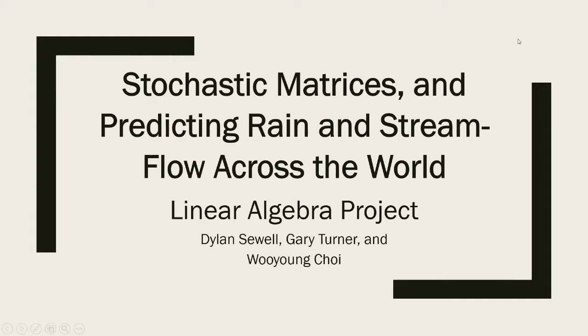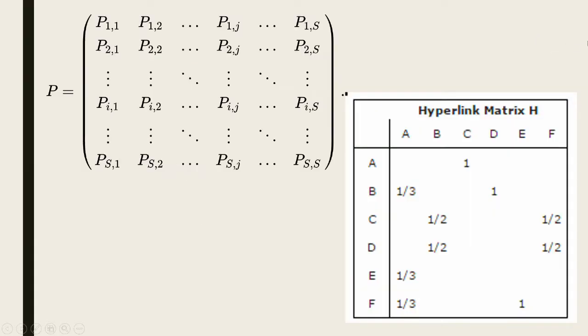For our project, we chose to look deeper into stochastic matrices, the Markov chain, and the power of their analysis and predictions in the real world. As we have learned, stochastic matrices are essentially matrices of probability, with all values lying between 0 and 1, and each column summing to 1.